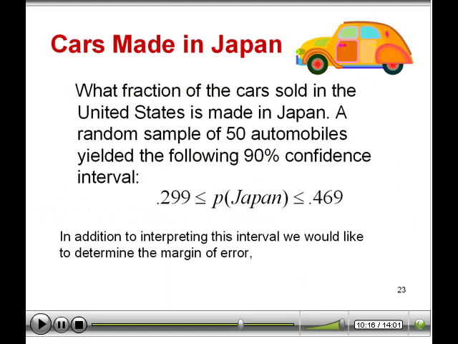We end with an example where the confidence interval has already been established, and it's our job to interpret the interval and find the margin of error. What we have is a 90% confidence interval based on 50 automobiles that estimates the percent of cars sold in the United States that were manufactured in Japan. Cars like Toyotas and Hondas that were bought here but were made in Japan. I'll give you a moment to decide how you might interpret this interval and compute the margin of error.